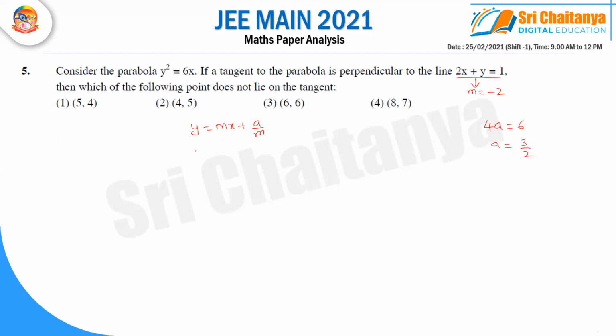So, this should be a perpendicular line. A perpendicular line implies the slope will be perpendicular to the line having slope -2. So the slope is 1 by 2. So I will say it is y equal to 1 by 2 into x plus 3 by 2, that is 1 by 2, 3.